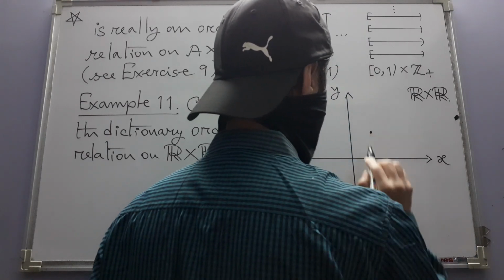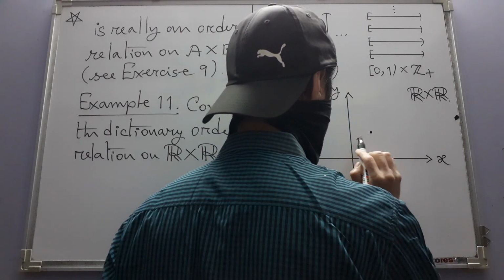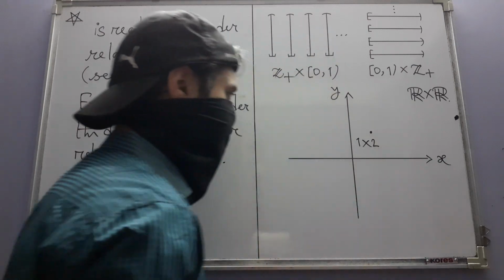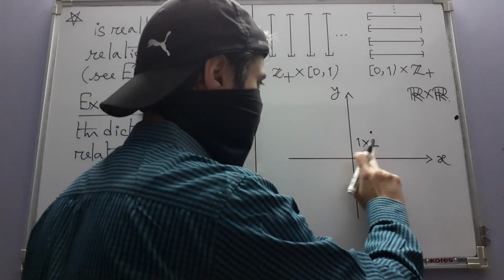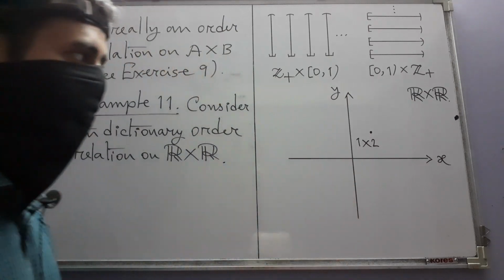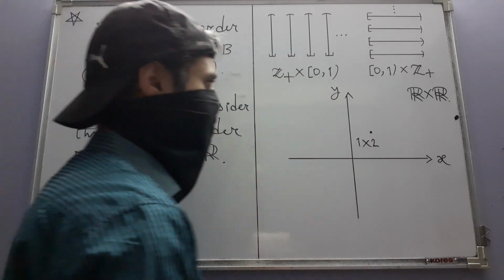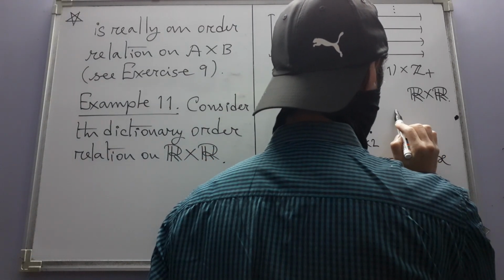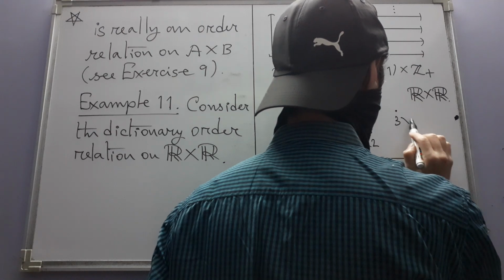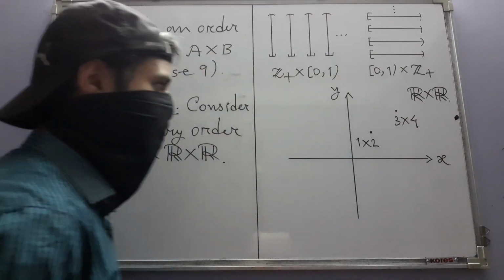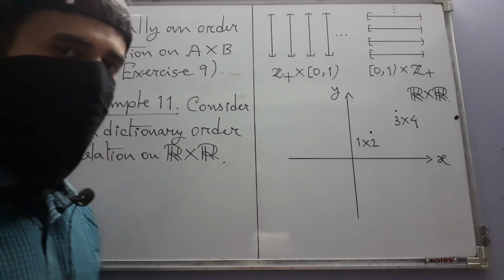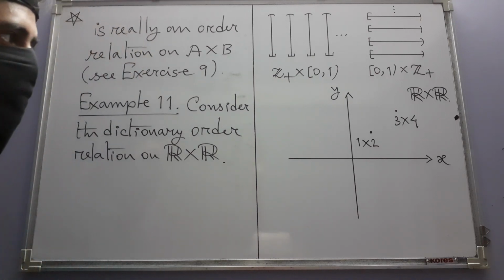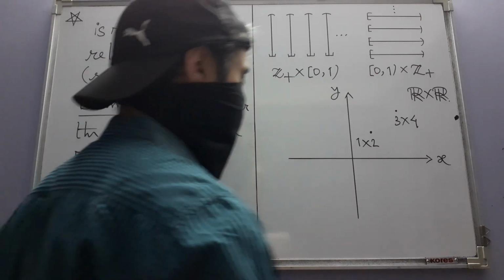Let's consider this point. Say this point is (1, 2). We cannot write 1, 2 any longer. Instead we are writing 1 times 2 according to our new notation. And say this point is 3 times 4. I don't exactly know how to say this, but you get the point.